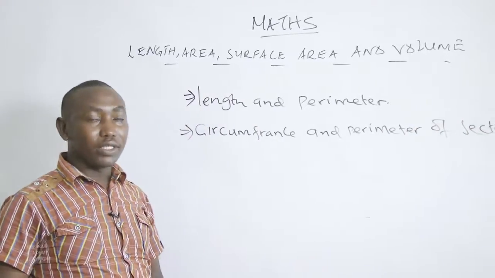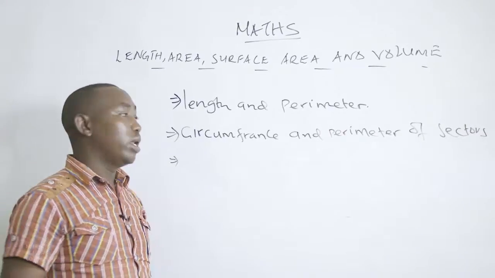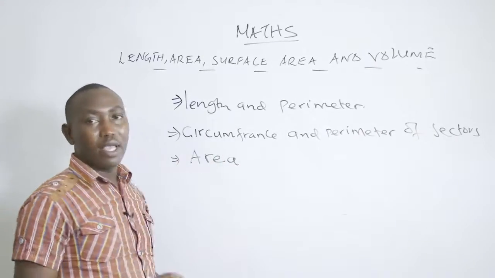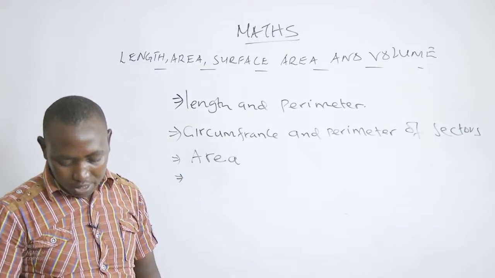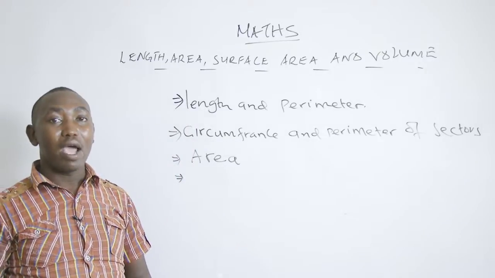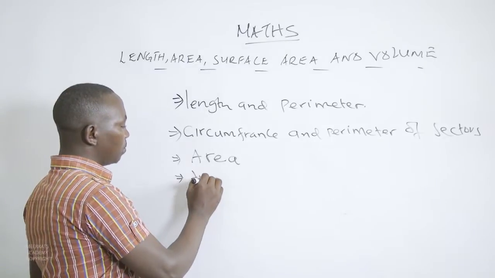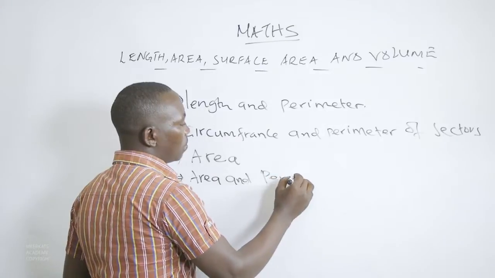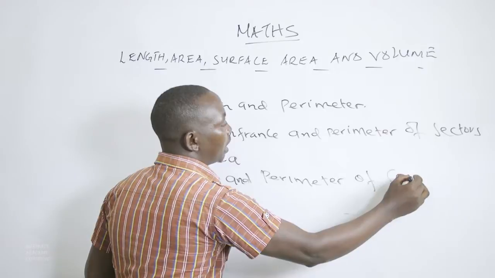Then the third aspect of the topic will involve an issue to do with area. Then from these three, we shall also revisit and look at how we can find the perimeter and area of composite shapes.